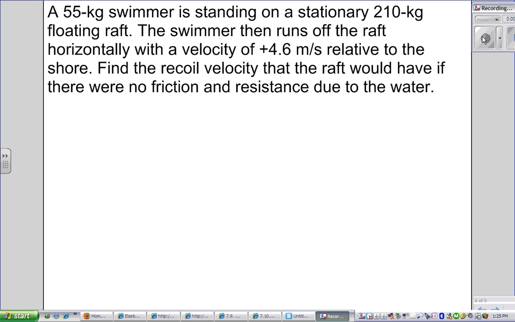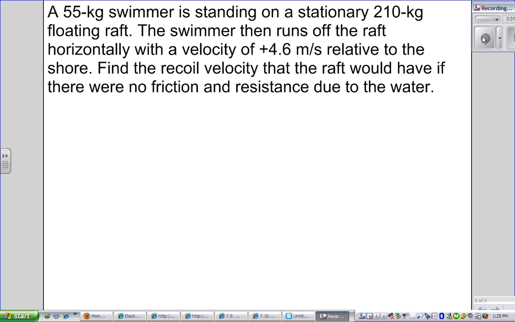So I'm going to do an example here. We're going to take a look at how to approach one of these problems. We have a 55 kilogram swimmer standing on a stationary 210 kilogram floating raft. The swimmer then runs off the raft horizontally with a velocity of 4.6 meters per second relative to the shore. Find the recoil velocity that the raft would have if there were no friction and resistance due to the water.